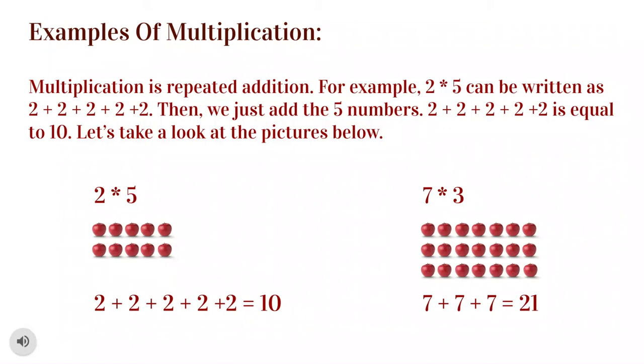I have 2 times 5. I wrote it in the repeated addition version, but I also have a picture with 2 rows and 5 columns of apples. I can use my amounts of rows and columns to get my product. I did the same thing for 7 times 3 so you guys can get a better understanding.